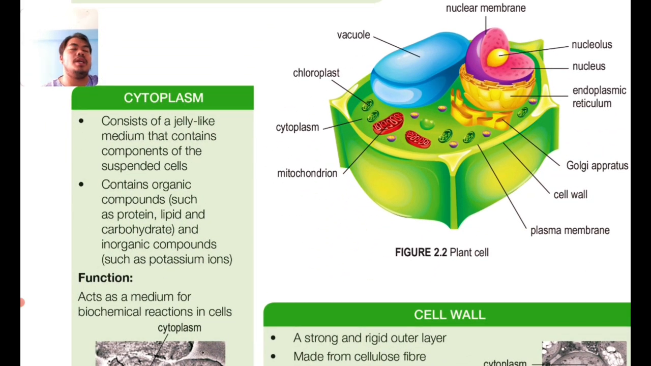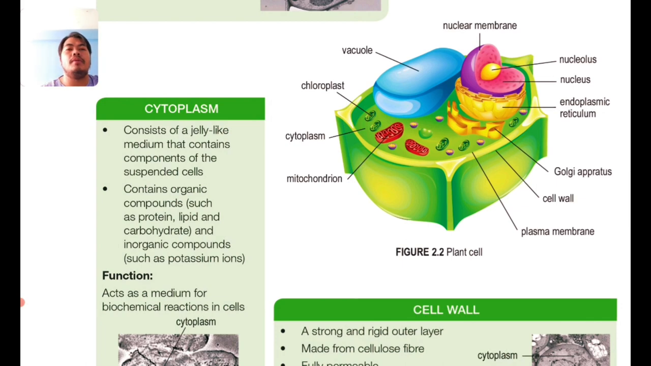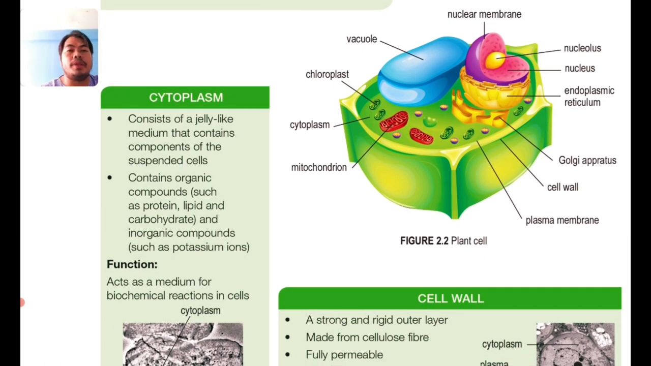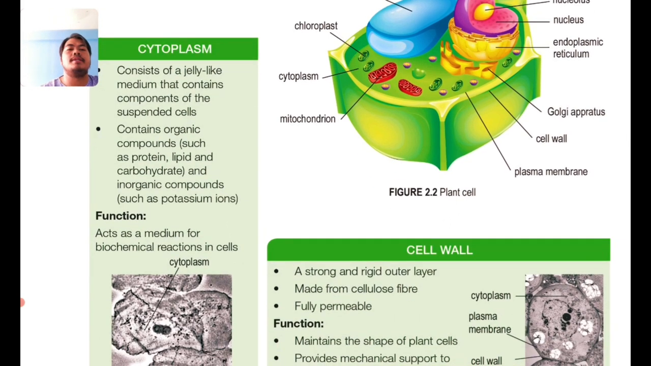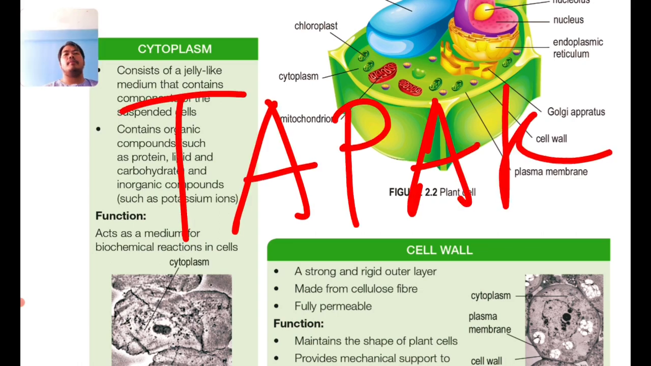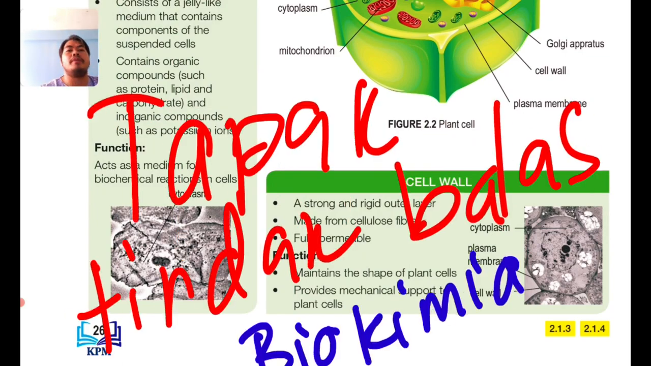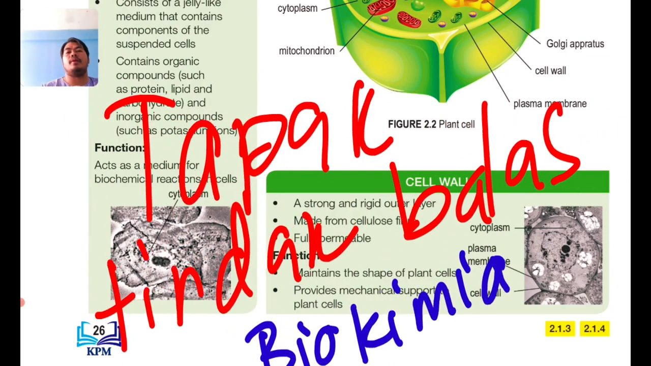Same as in the animal cells just now, the cytoplasm is a jelly-like medium that contains the components suspended in the cell. It contains organic compounds such as protein, lipid, and carbohydrate, and inorganic compounds such as potassium ion. If you want to remember the cytoplasm, it acts like the base of the house. The function is to act as a medium for biochemical reactions in the cells.